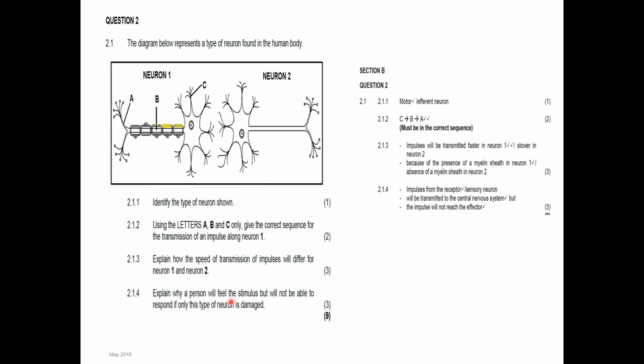2.1.4. Why a person will feel the stimulus but will not be able to respond if this type of neuron, the motor neuron, is damaged. So, the motor neuron is damaged. You can still feel the impulse because the sensory neuron is not damaged. So, the impulse from the sensory neuron will still be transmitted to the central nervous system. But the motor neuron is damaged, so the impulse will not be transmitted to the effector to respond to the stimulus. Right, that is question 2.1.